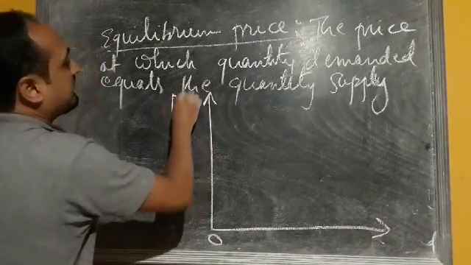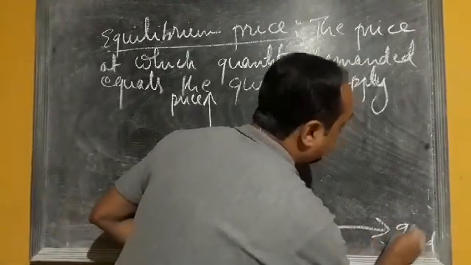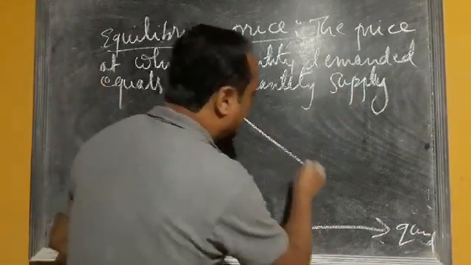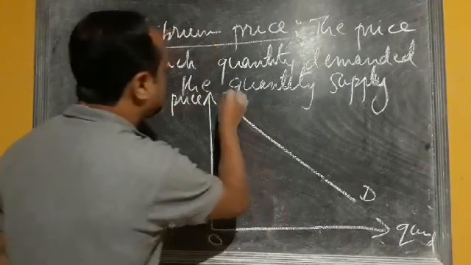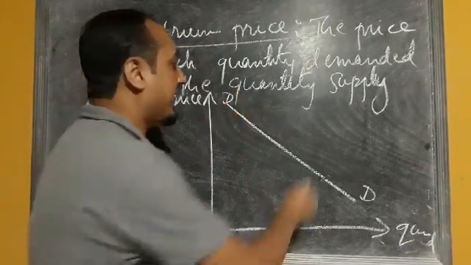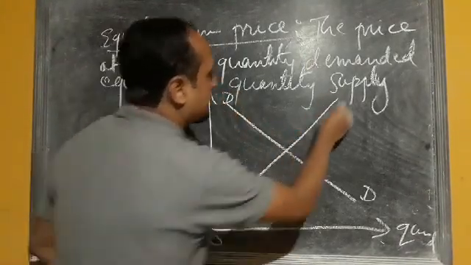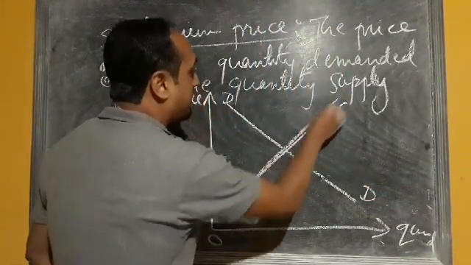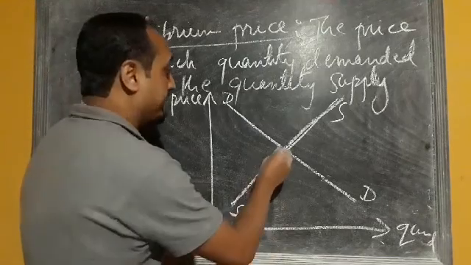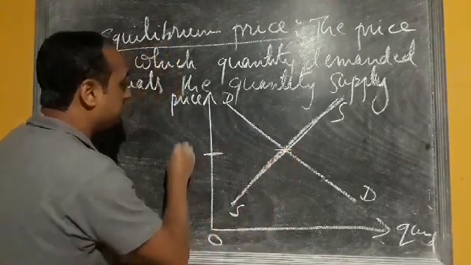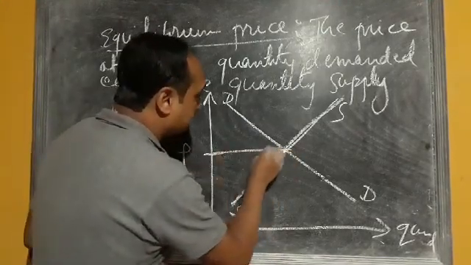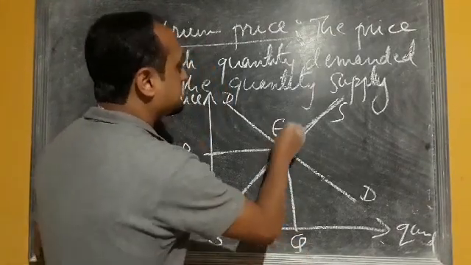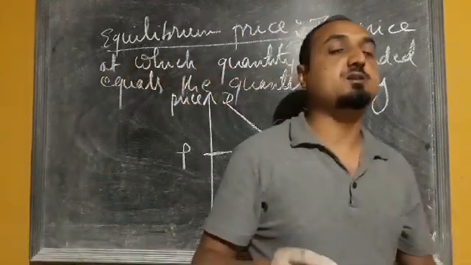Origin, this one is the price axis, this one is the quantity axis. Now we know that the shape of the demand curve is downward sloping. Let's consider DD is our demand curve and SS is the supply curve. The supply curve is upward sloping, okay? So suppose this is the price P at which quantity demanded equals quantity supplied. This is called the equilibrium point, represented by E.